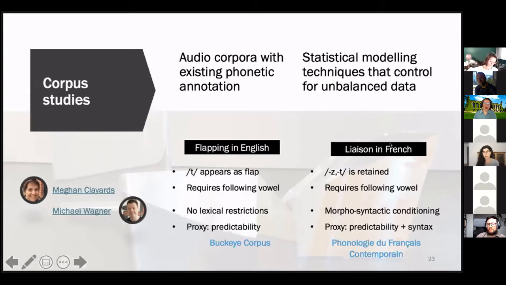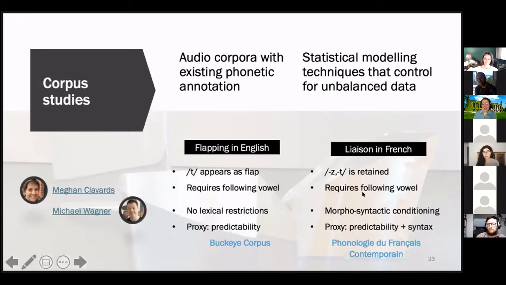Another study that I'll tell you about just very briefly, just as a kind of complement to this study, is liaison in French, which this study is in my dissertation. So this process is kind of fundamentally different from flapping in that it's a process whereby the consonant at the end of a word is retained in special contexts, right? So whereas T changes into a flap in the special context, namely when there's a following vowel, in the case of liaison, the final consonant actually usually does not appear. So it's completely gone in most contexts, unless there's a following vowel. So it's like the opposite of a reductive process in a sense, if you think about it in that way.